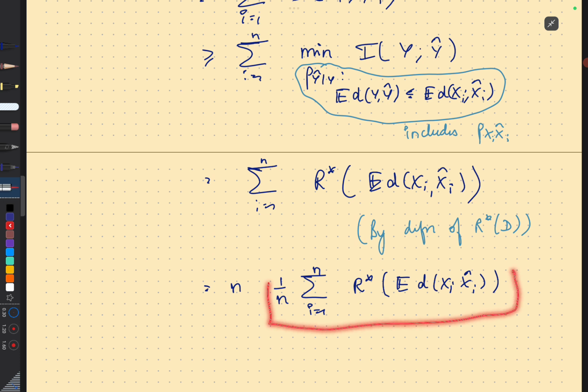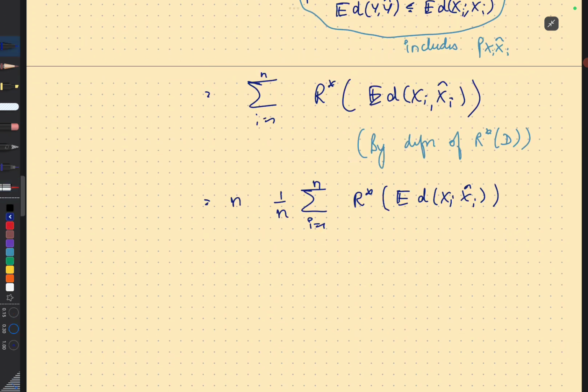But if you stare at this particular quantity, this is a convex combination of R star of some things, right? And we've just seen that R star is a convex function of the arguments. So a convex combination of the function is going to be greater than or equal to the function of the convex combinations. Right? That's by definition of convexity. So this is greater than or equal to n times R star of the whole convex combination going inside.